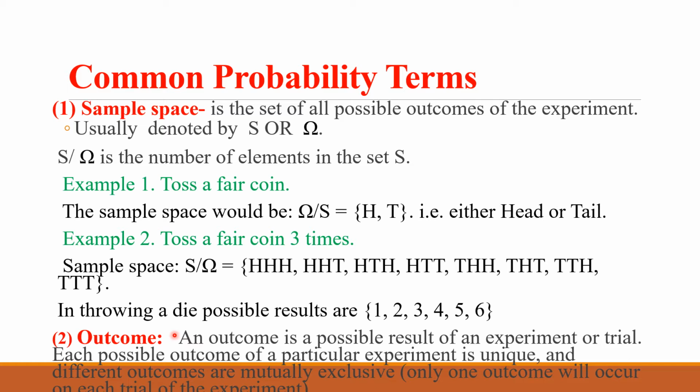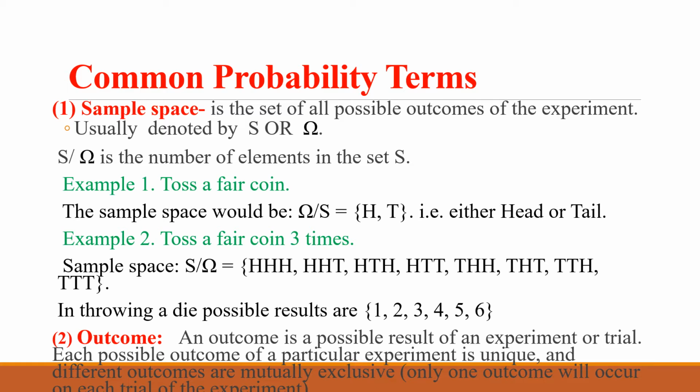And so the second term that we want to look at is, what is an outcome? An outcome is basically a possible result of an experiment. Each possible outcome of a particular experiment is unique, and different outcomes are mutually exclusive. In other words, only one outcome will occur. The outcome of one prevents the outcome of the other one.